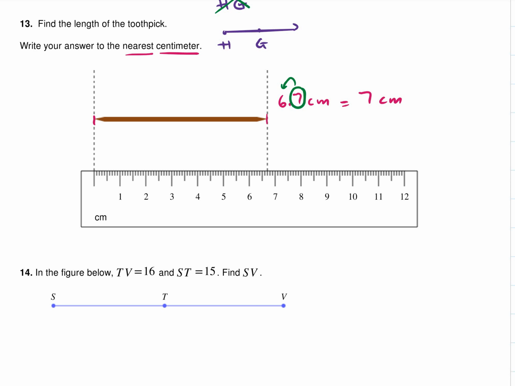If it's less than 5, then you just drop. Let's say if this one is 6.4, for example, then your answer will be 6 centimeters. Okay. However, the correct answer for this problem is this.